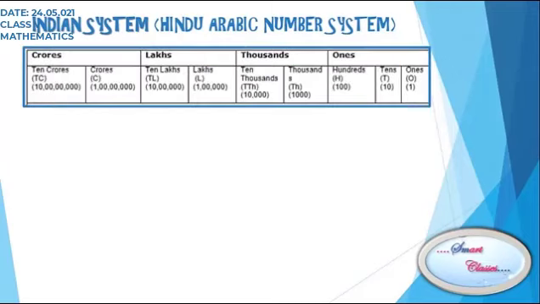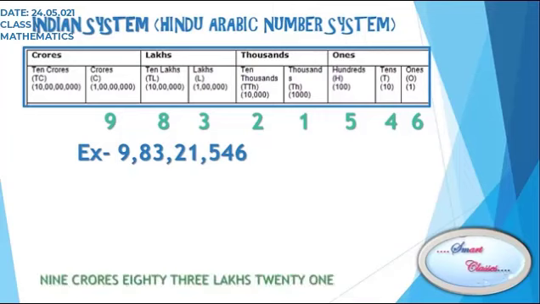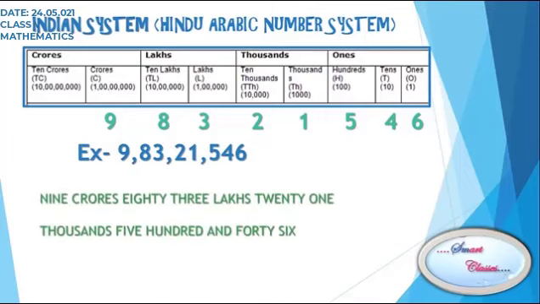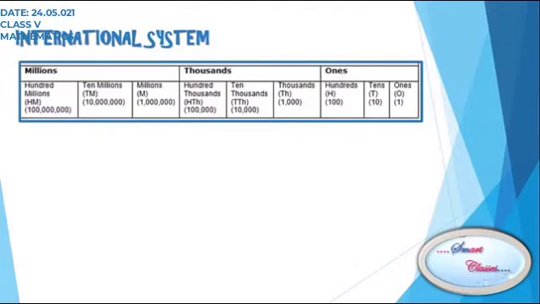Now let's see an example of Indian number system. Here we are having a random number. We will first place them under each and every subsections of periods of Indian number system. So after writing like that, now we will write them in words. So this number is 9 crores 83 lakhs 21,546.